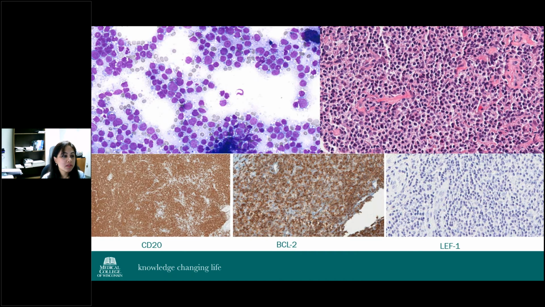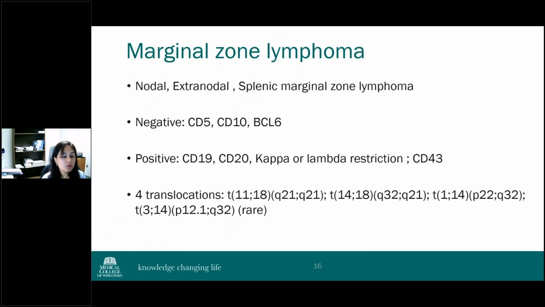So this was our case, and this was the excisional biopsy on it. As you can see, there is a proliferation of these monocytoid small B cells, which are CD20 positive. They are co-expressing BCL2, and here we have the LEF1 immunostain, which, as I already discussed, is usually positive in CLL, but in this case was negative. So this was a case of marginal zone lymphoma.